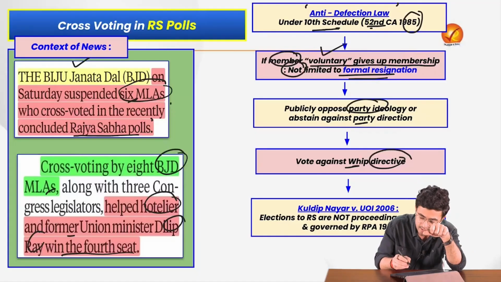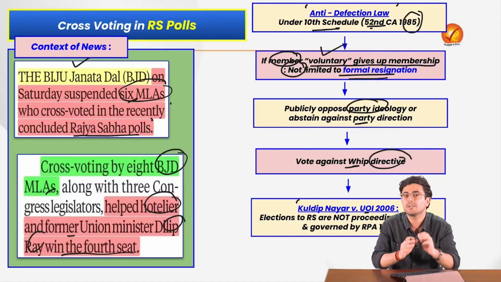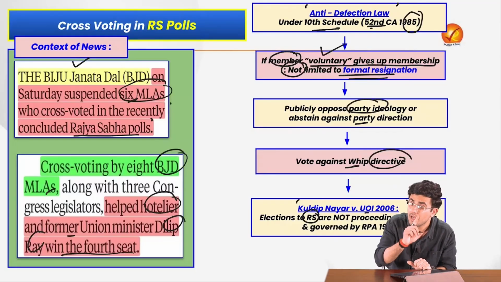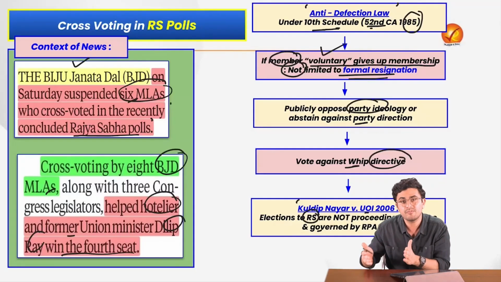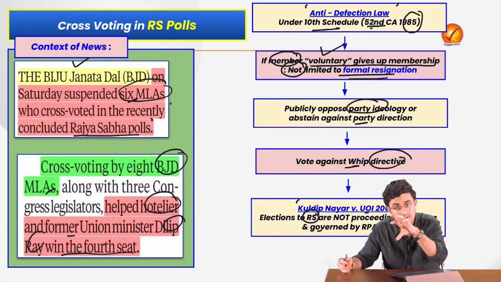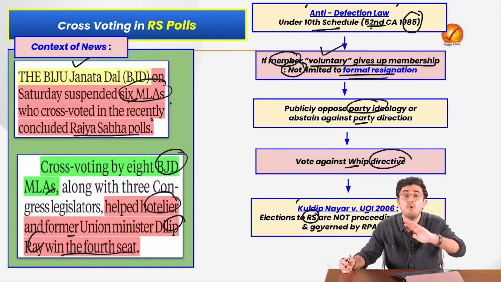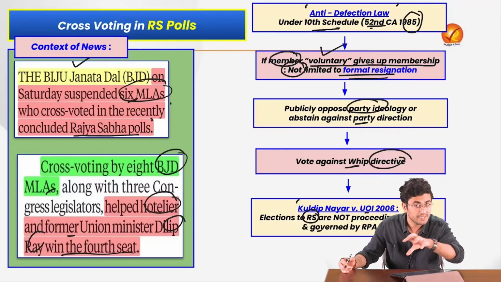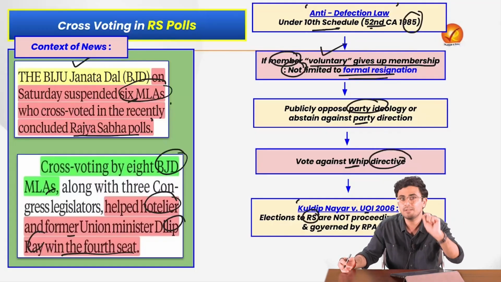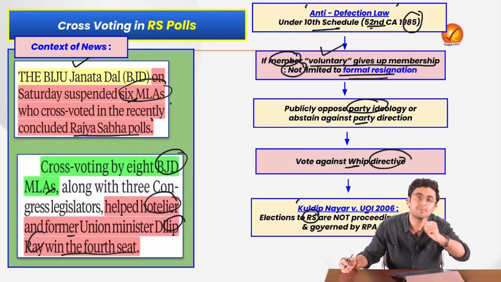In this context, in Kuldeep Nayar versus Union of India, 2006, the Supreme Court made a very important observation, where it stated that elections to Rajya Sabha are not proceedings of the House, and rather are governed by the Representation of the People Act of 1951. Thus, the voting in the case of Rajya Sabha takes place by open voting, so there will not be a hidden ballot. Whomever you vote for will be directly visible to each and every member. And thus in this case, the anti-defection law will not be applicable.